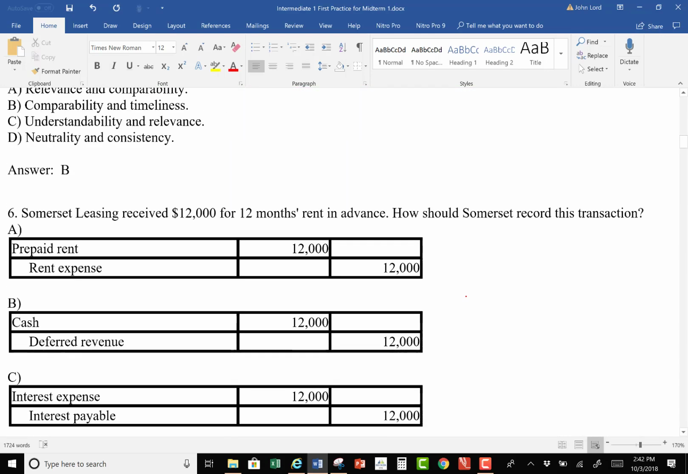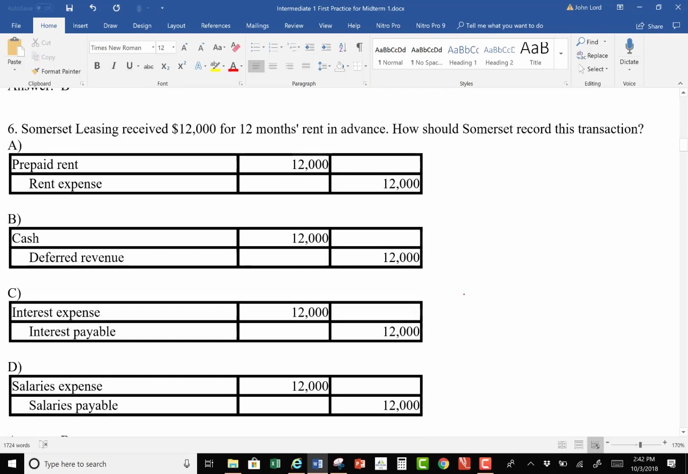Letter number 6. And this is the last one we'll do, and then we're going to get out of here. Somerset Leasing received $12,000 for 12 months rent in advance. How should it record this transaction? Obviously, we're going to do what? Debit cash for 12, and since they got it in advance, it's a deferred revenue. Okay, so I'll ask you some stuff that really is an Accounting 100, Business 20 type of question, but since we did cover that in chapter 2, I'll ask you a few questions from there. Deferred revenue and unearned revenue are synonymous terms. That's right.